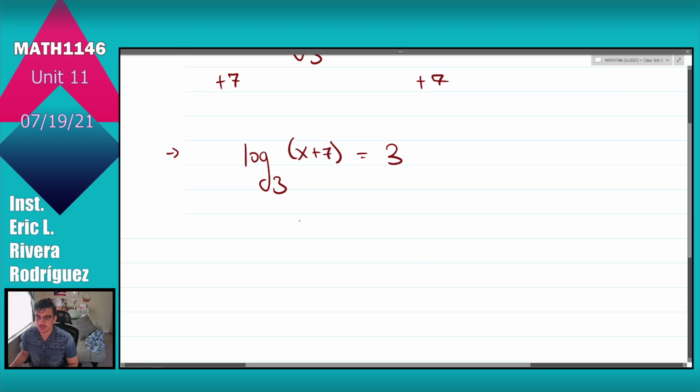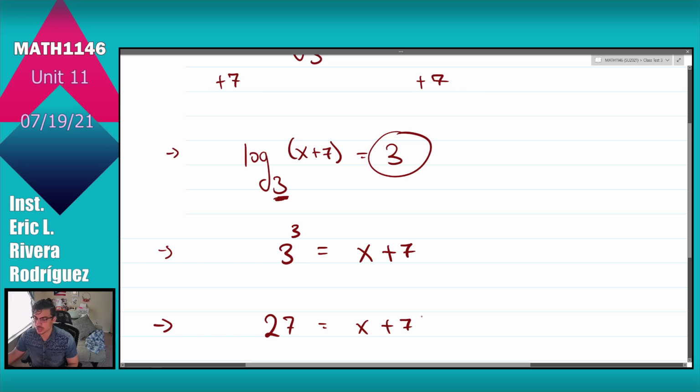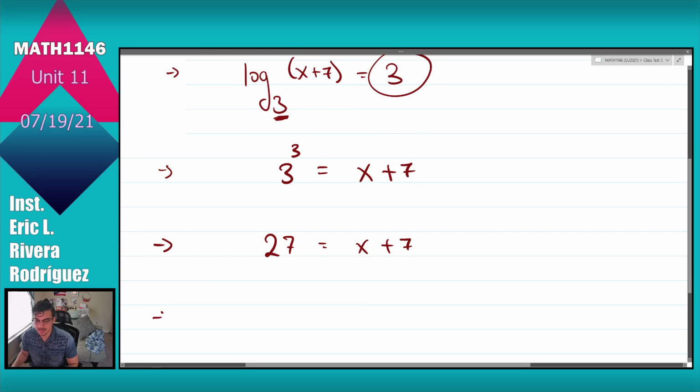Now let's turn this logarithmic expression into an exponential expression. Let's use the inverse operation. So 3 is the base, and this 3 now goes here as an exponent, and all this is going to be equal to x plus 7. Now we are working with a linear equation because 3 raised to the power of 3 is 27. And what we need to do here is just to subtract 7 from both sides. So x is equal to 20.